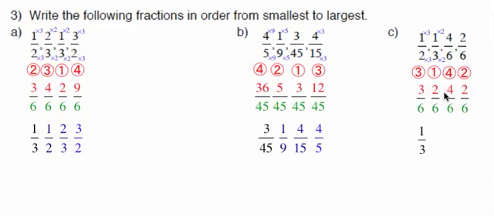So I'm going to say 1/3, then 2/6, then 1/2, then 4/6. And if you want, you can put the 2/6 first and the 1/3. It doesn't really matter. Okay? So this order or that order, either one's fine. And that's it for question 3.